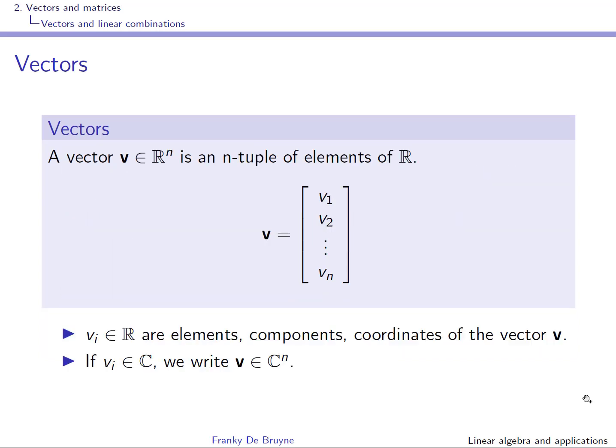In this course we will work with vectors in R^n. These vectors are n-tuples of elements of R. So the v_i are elements of R, they are real numbers. These v_i are called elements, components, or coordinates of the vector v. And you might also encounter the notation that the vector is in C^n, so it's an n-tuple of elements in C, which means that the elements are complex numbers.